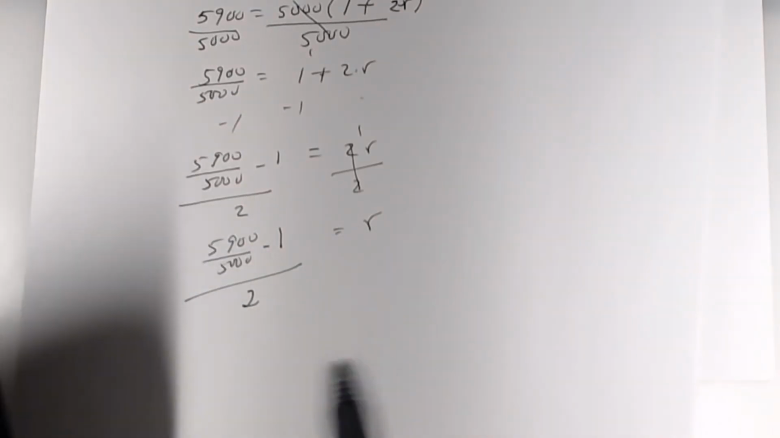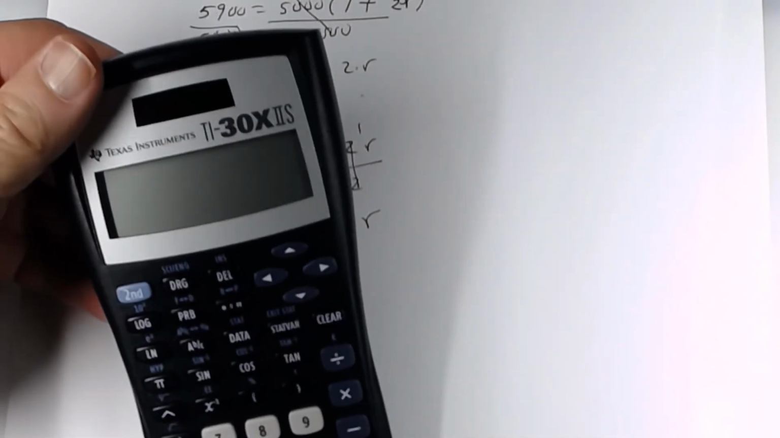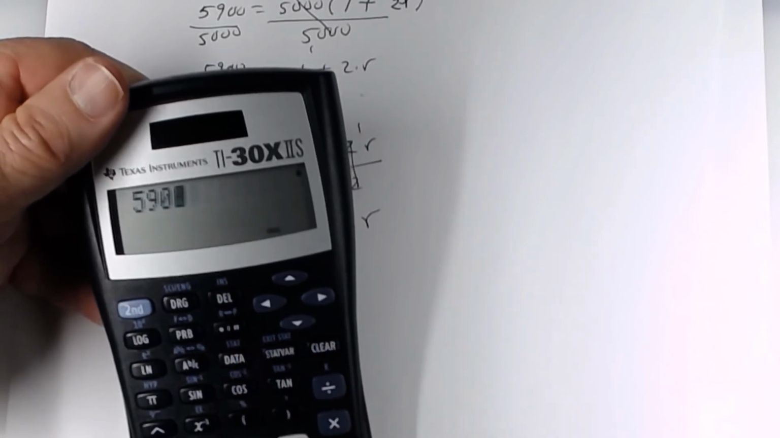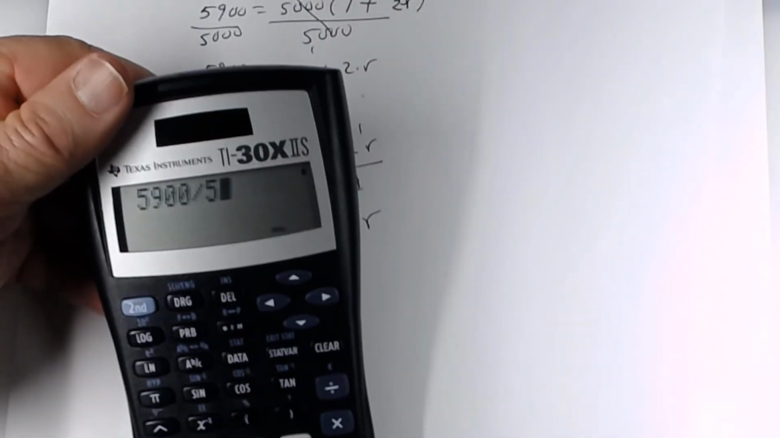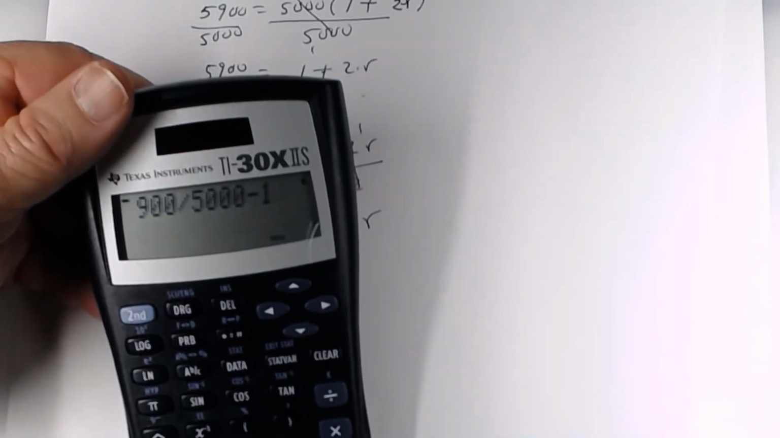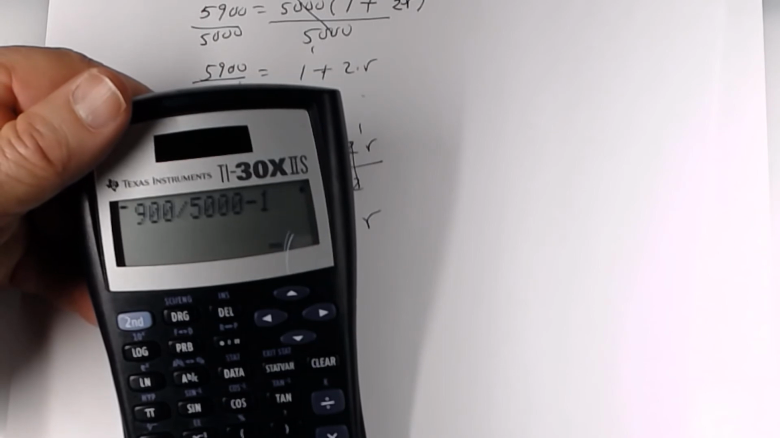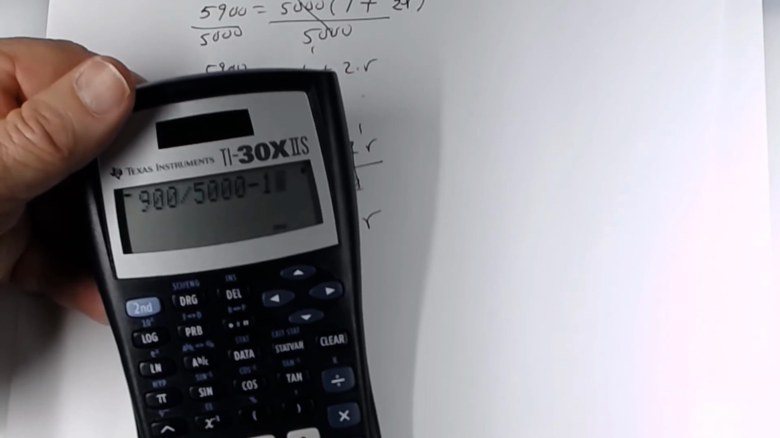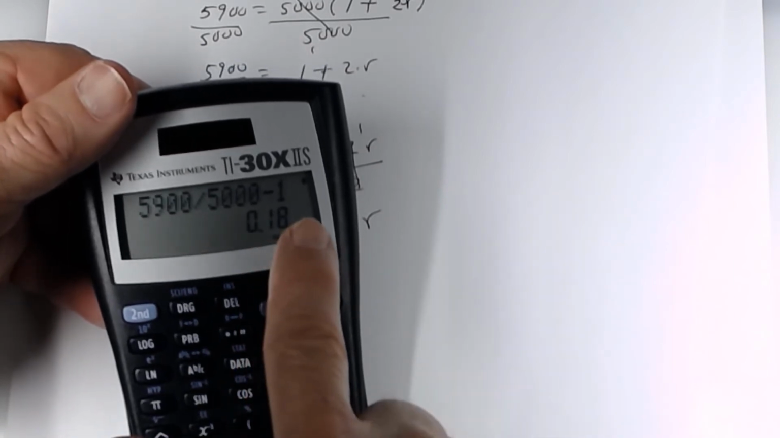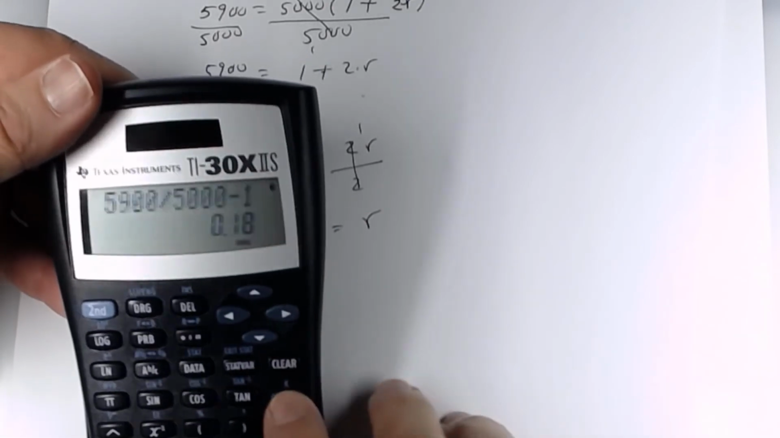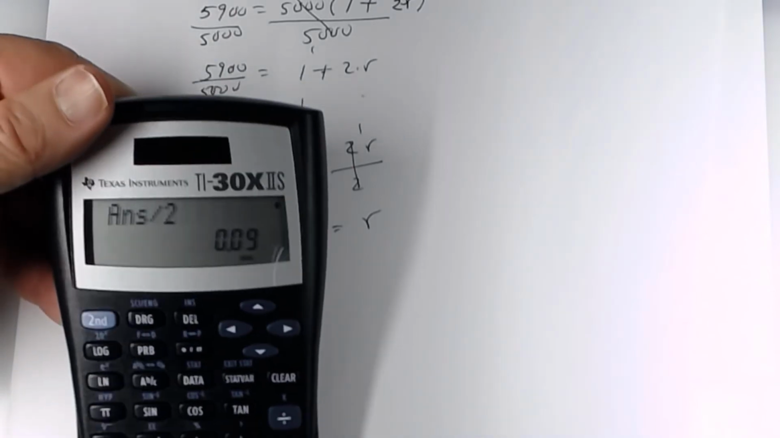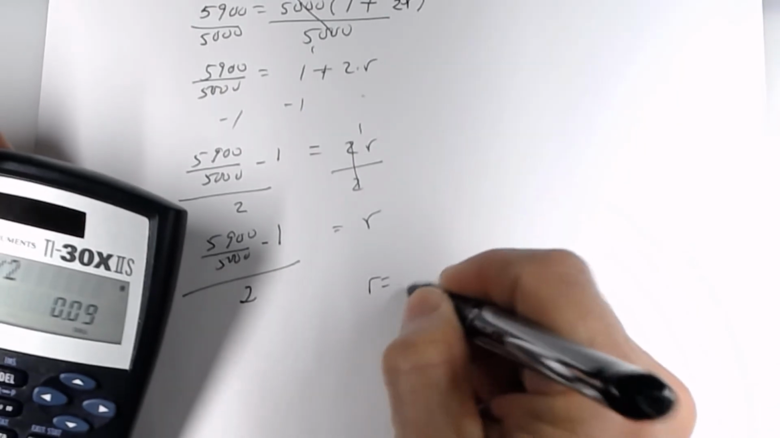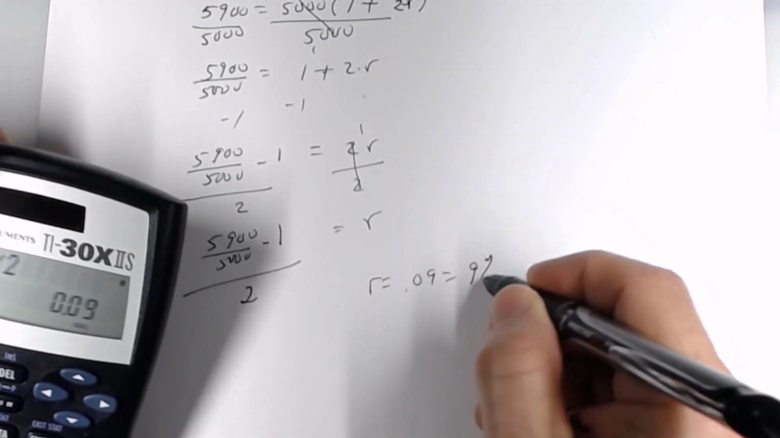Okay, so in your calculator, you're going to do the numerator first. So you're going to say 5,900 divided by 5,000. Then you can subtract 1. Now here's where the issue becomes. If you say divide by 2, then you get a wrong answer. You got to do what first? Enter. You got to press equal. So that gives you the numerator. That 0.18 is the numerator. But then I can divide that by what? 2. And then press equal, you get 0.09. So R is 0.09, which is what percent? 9%.